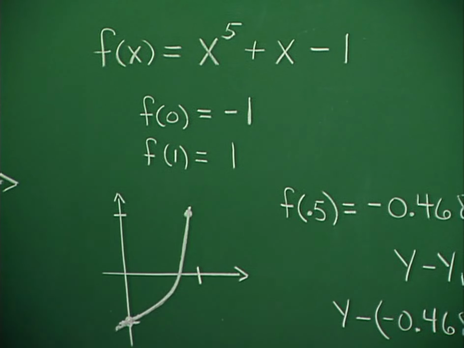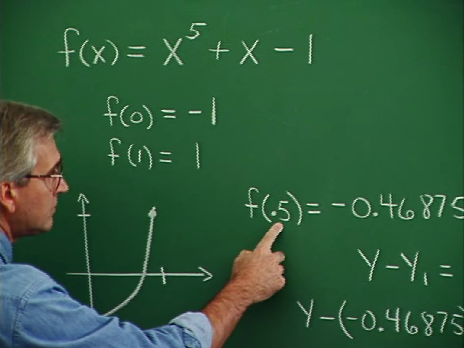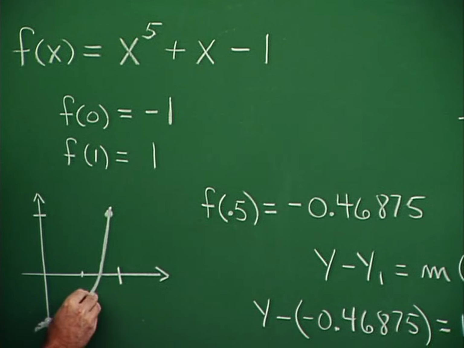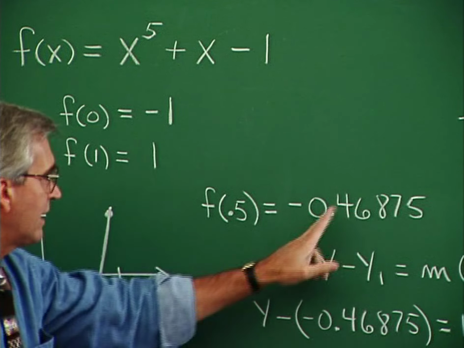We'd like to be able to find it. We're going to use Newton's method. Now here's how we would begin that process. We would find f of 0.5. Here's 0.5. F of 0.5 is right here. Okay, good. F of 0.5 is this, -0.46.